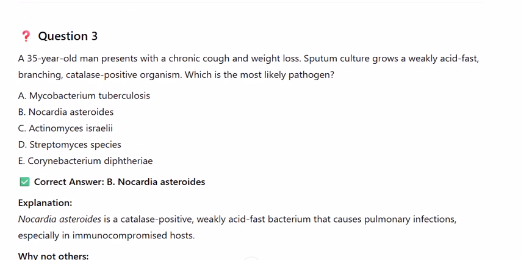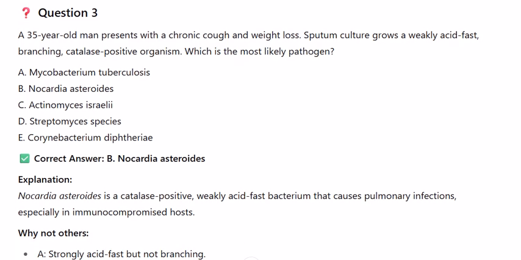Question 3. A 35-year-old man presents with a chronic cough and weight loss. Sputum culture grows a weakly acid-fast, branching, catalase-positive organism. Which is the most likely pathogen? A. Mycobacterium tuberculosis, B. Nocardia asteroides, C. Actinomyces israelii, D. Streptomyces species, E. Corynebacterium diphtheriae. Correct answer: B.